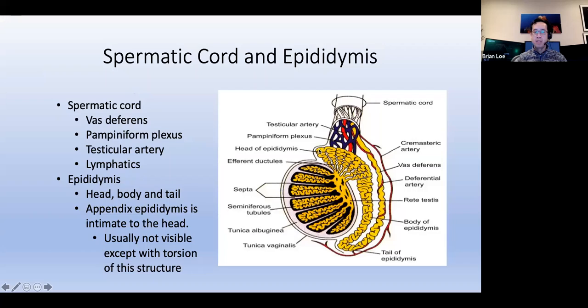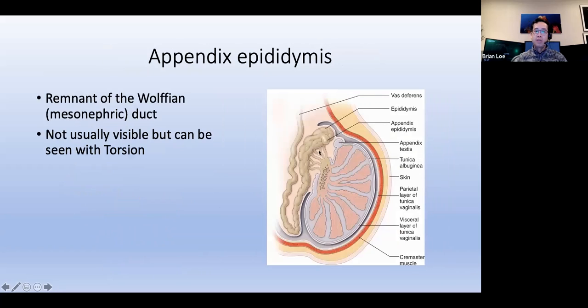The appendix epididymis is intimate to the head of the epididymis. Usually we don't see that because it blends into the head of the epididymis. Sometimes we can see it as a little outpouching if there's a lot of fluid, or in the setting of pathology if there is a torsion of the appendix epididymis. I mention it because sometimes it can be associated with pathology. It's this little outpouching, and it's a remnant of the mesonephric duct system.